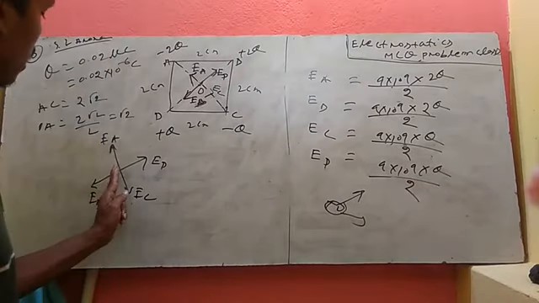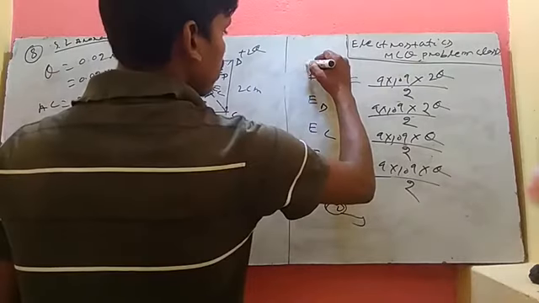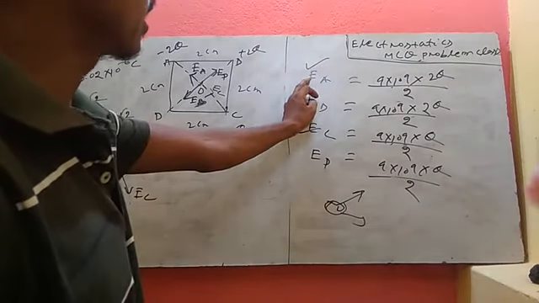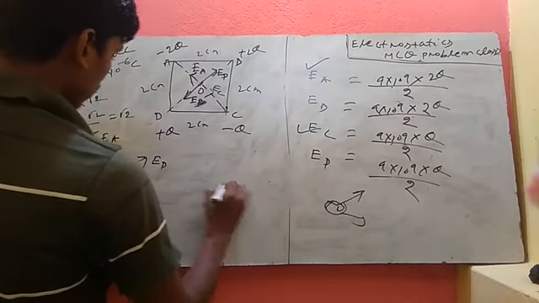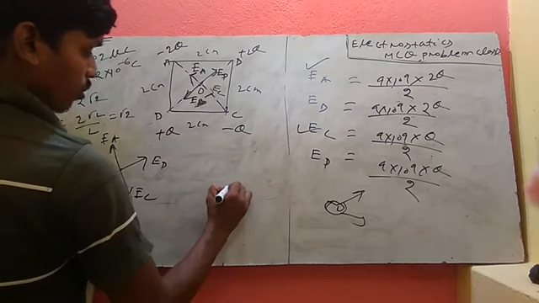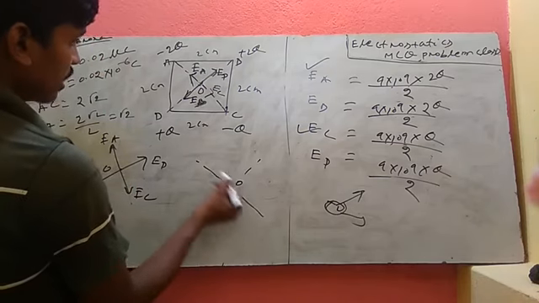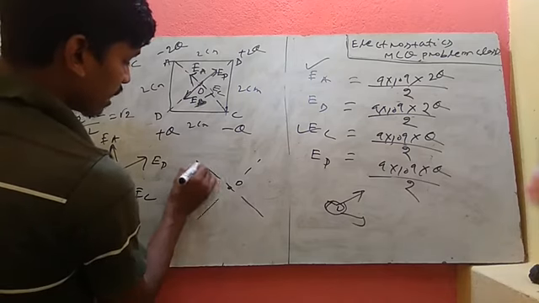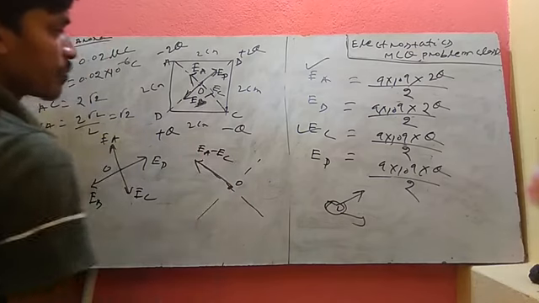Here EA is in this direction, EC is in this direction. Which electric field is greater? EA is greater than EC, so the net resultant is in this direction, EA minus EC.